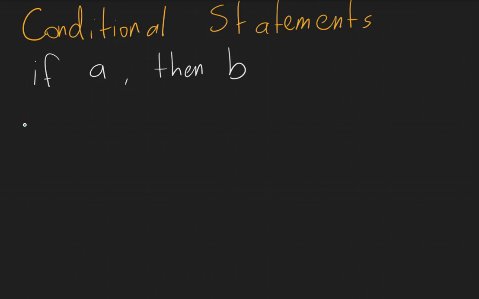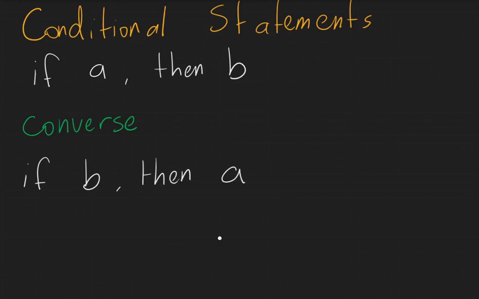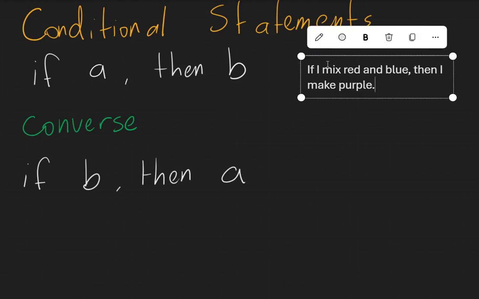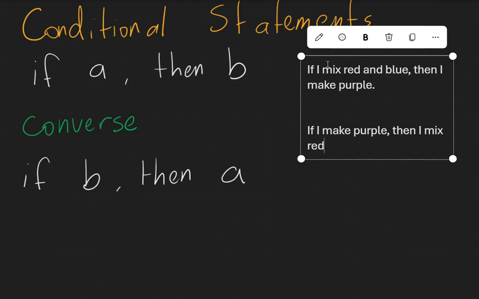We can play with conditional statements in a few different ways. The first way we're going to play with it is called the converse of a conditional statement. This is when we switch the hypothesis and the conclusion. So we switch A and B. Using our original example, if I mix red and blue, then I make purple, the converse of that statement would be, if I make purple, then I mix red and blue. I've just switched my hypothesis and conclusion.